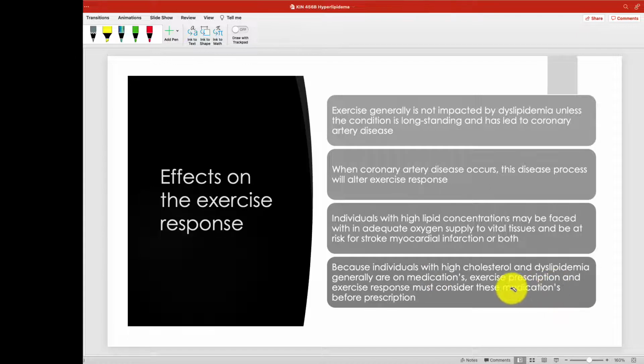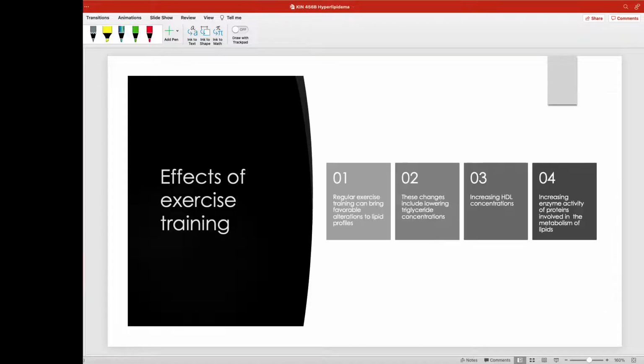But because of the medications that they take, they're generally able to participate in normal exercise because the medication helps curb the disadvantageous adaptations that are happening. So the effects of exercise training, this is why we want to exercise these individuals. We can favorably alter their lipid profiles, as I showed you earlier. We can reduce triglyceride concentrations, and we can increase HDL concentrations. We want triglycerides low and high-density lipoproteins high. We can also favorably increase the enzymatic activity that helps with the metabolism of triglycerides, LDLs, and HDLs.